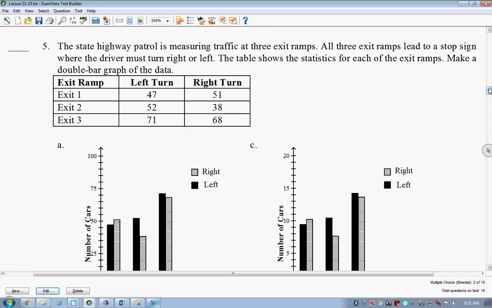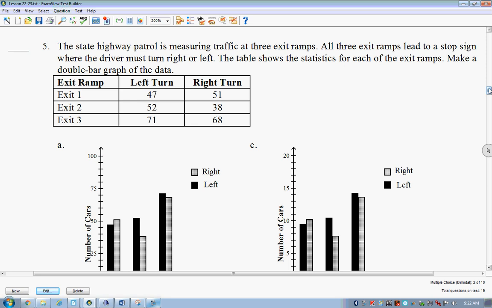Okay, let's see. The State Highway Patrol is measuring traffic at 3 exit ramps. All 3 exit ramps lead to a stop sign where the driver must turn right or left. The table shows the statistics for each of the exit ramps. We want to make a double bar graph of the data. Exit 1. So really, my bars need to represent what? Left and right, or exit 1, 2, and 3? Left and right. So because it's just a double bar graph, not a triple bar graph. All right. So we need bars for left and right.